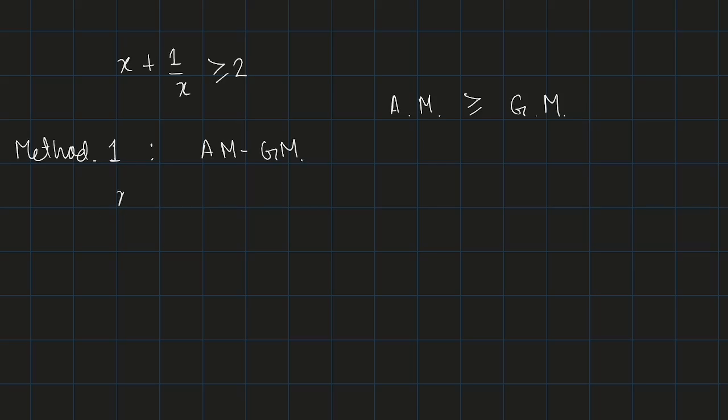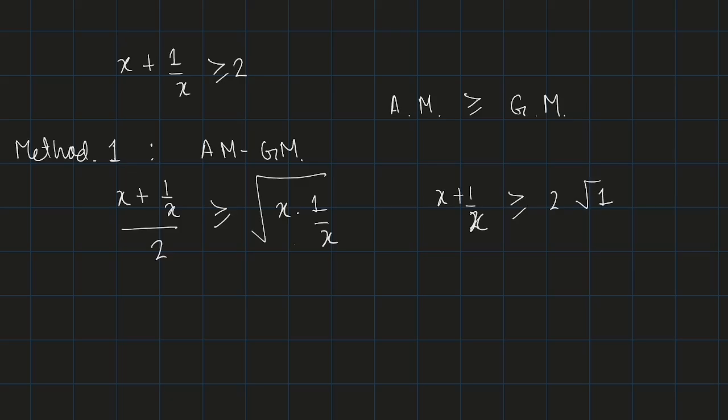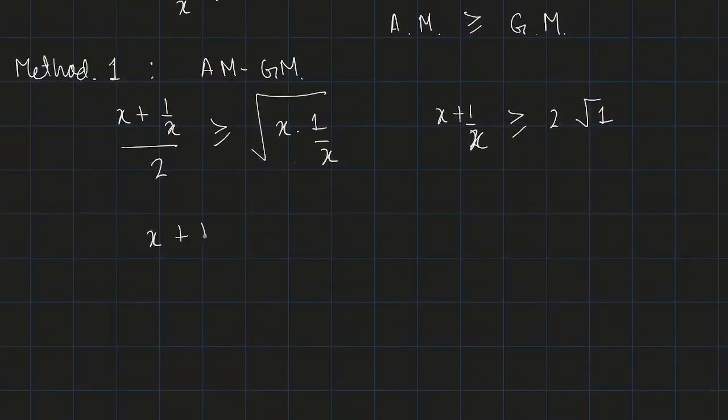So what is the arithmetic mean? (x plus 1 over x) over 2 is greater than or equal to the geometric mean, which is the square root of x multiplied by 1 over x. So this gives me x plus 1 over x is greater than or equal to 2 root 1. And of course, in case I didn't say it before, as the video progresses we forget: x is greater than 0, not equal to 0. So that gives you x plus 1 over x is greater than or equal to 2. So that was our method 1.